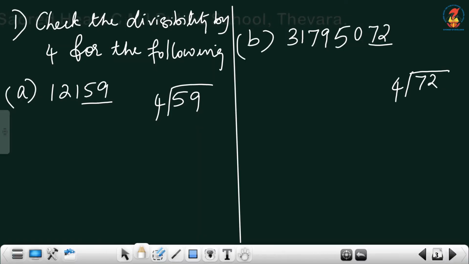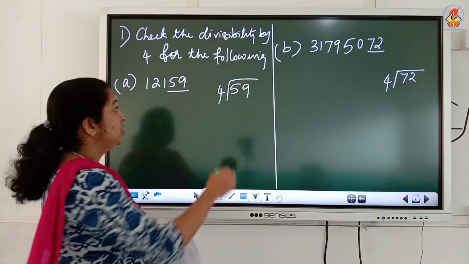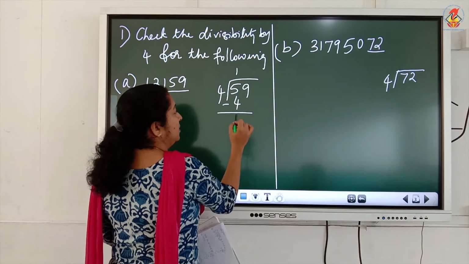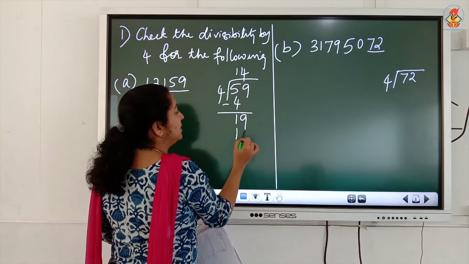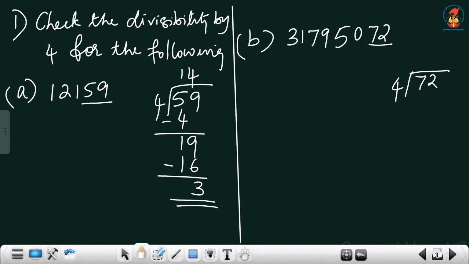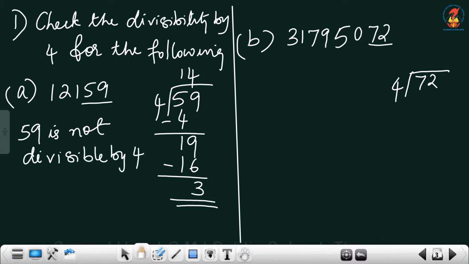Check the divisibility by 4 for the following. The number given is 12159. What you have to check is the last two digits, 59, whether 59 is divisible by 4 or not. So 4 ones are 4, 1 19, 4 fours are 16. So the remainder is 3. So this is not divisible. This means that 59 is not divisible by 4. So what we can say, the given number 12,159 is not divisible by 4.